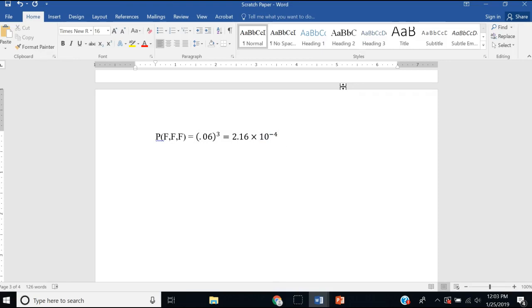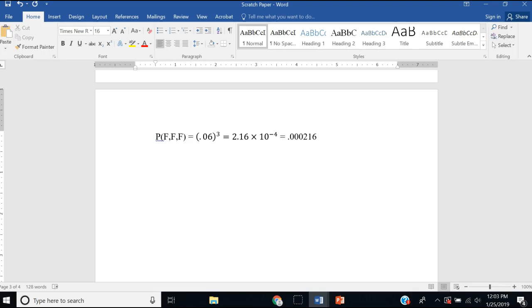All right, so the chance that I pick 3 people and all of them like ISIS is very, very low, right? If you convert that to a decimal, it'd be 0.000216. All right, so that is a very, very low chance that you pick 3 people and all of them like ISIS.